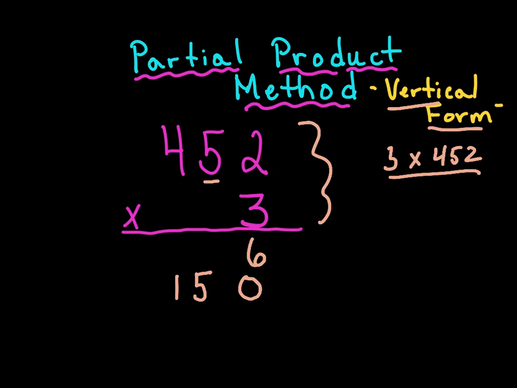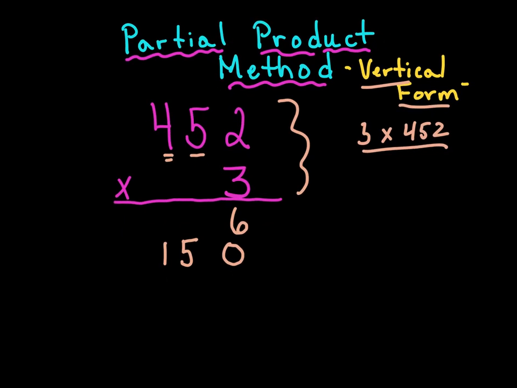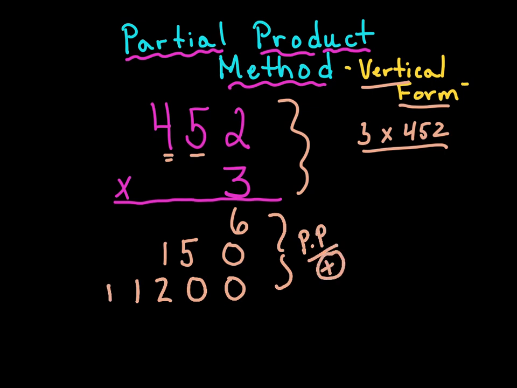15 tens. Now we're going to go to the hundreds. That's not a 4 because the 4 is in the hundreds place. So it's 400 times 3. So 4 times 3, that's 12. And because it's in the hundreds place, we need to add the 2 zeros. Now with partial products, that's what these are called. These are called partial products. And we always add partial products.